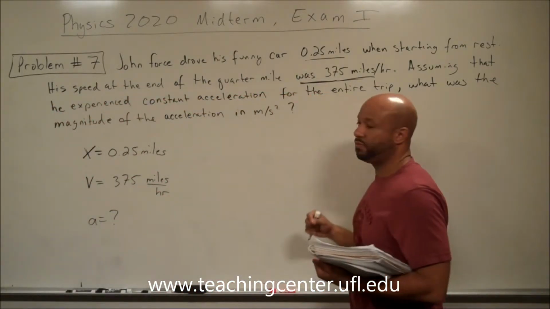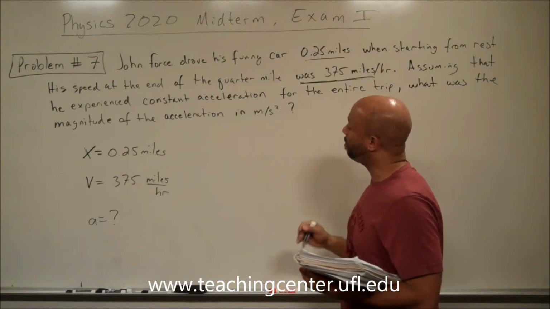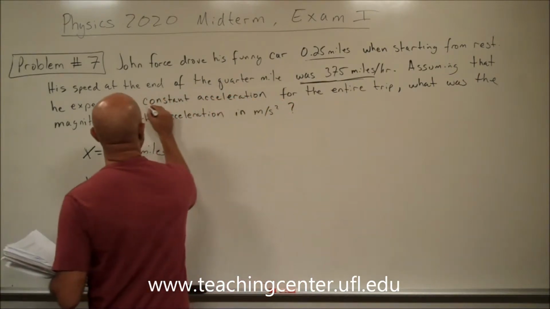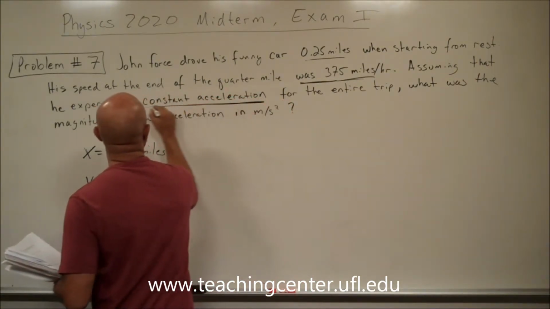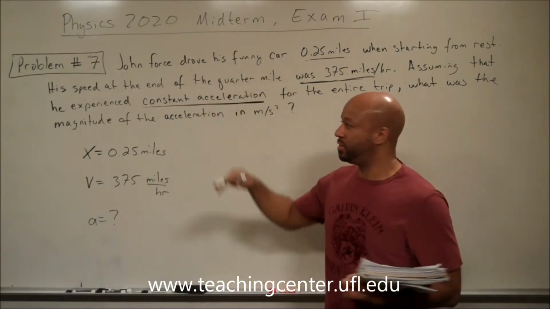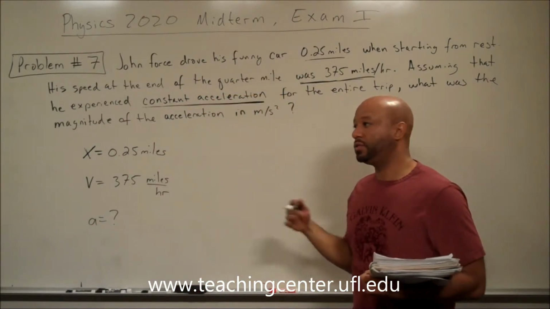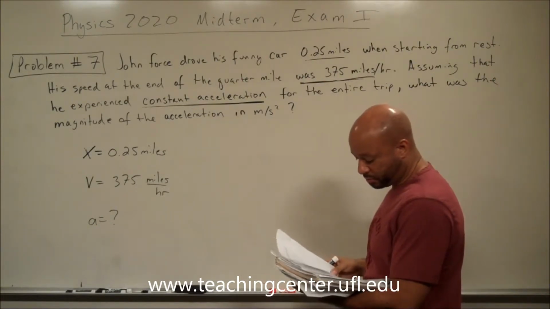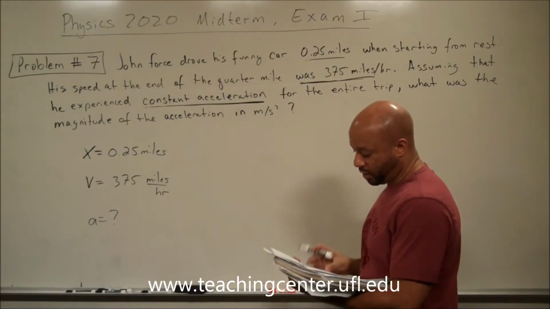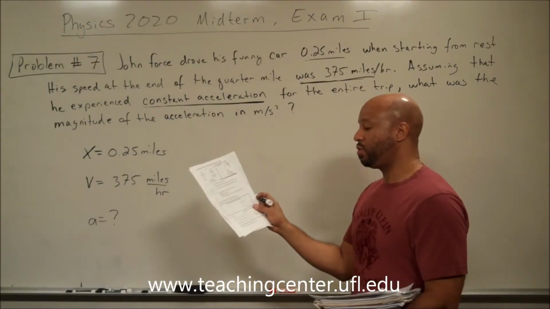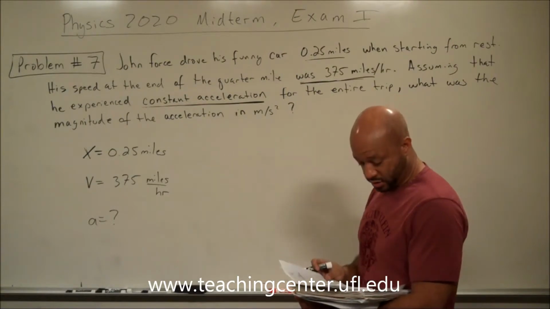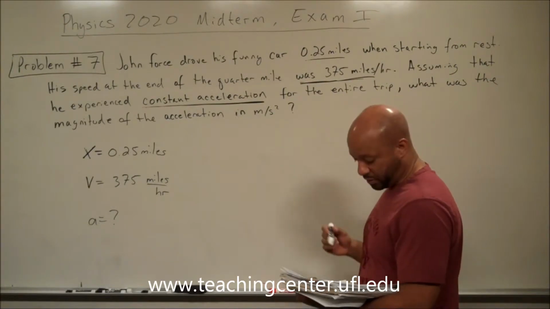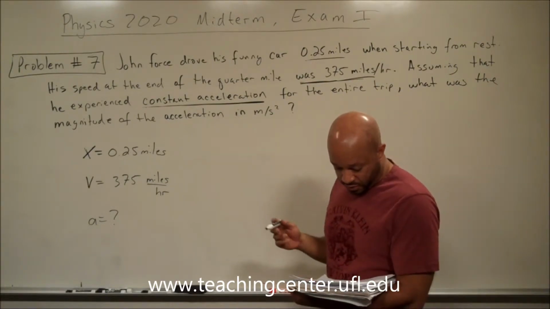One other important piece of information that we can pull from the problem statement is that we're supposed to assume that he experienced constant acceleration. That means throughout his entire trip, he's going to be accelerating at the same acceleration because it's constant. Alright, and that's important because if we look at our formula sheet, we can look for the workhorse equations for constant acceleration. If we look at these particular equations, we have 4 that we can choose from.